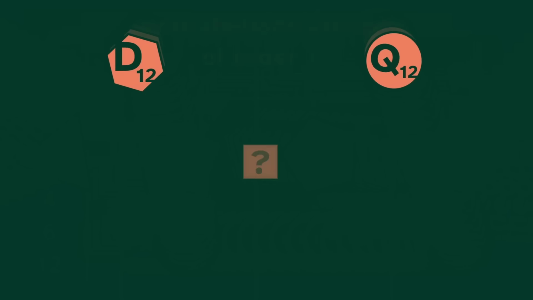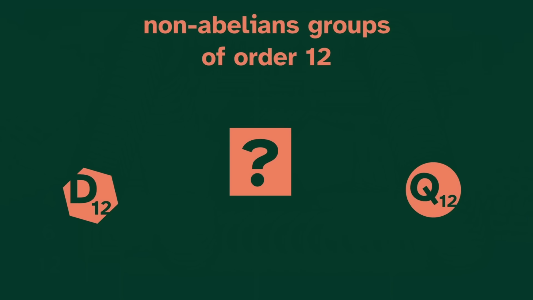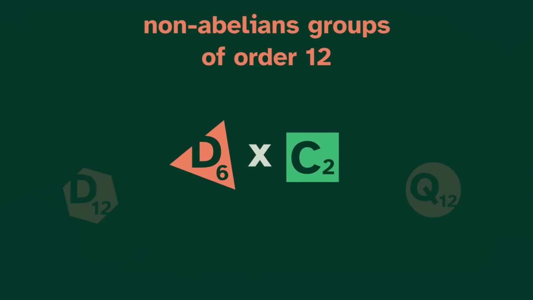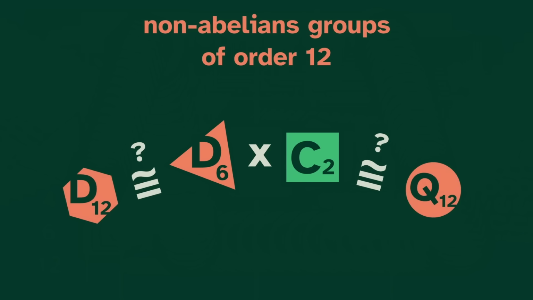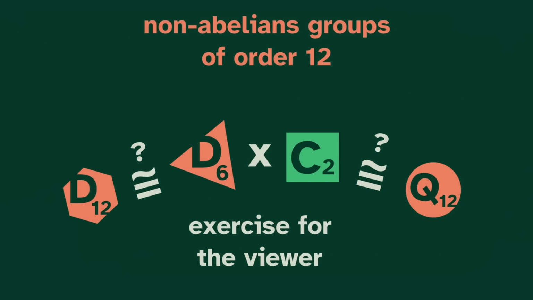Now, there is one more non-abelian group of order 12. Ooh, I have an idea. Oh, okay, what is it? So you said we can multiply any 2 groups. So what about D6 times C2? Huh. That's a really good point, but it's not the group I was thinking of. This must be isomorphic to one of the groups we already saw. Which one? You don't know? No, I do know. I just think we should leave it as an exercise for the viewer.